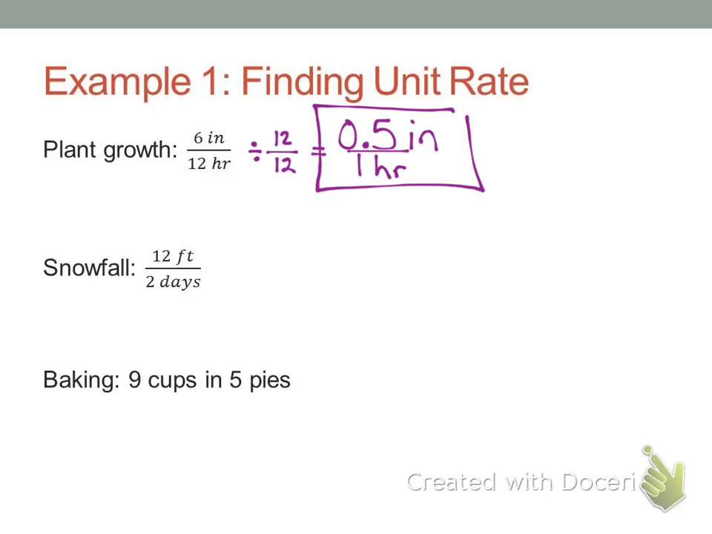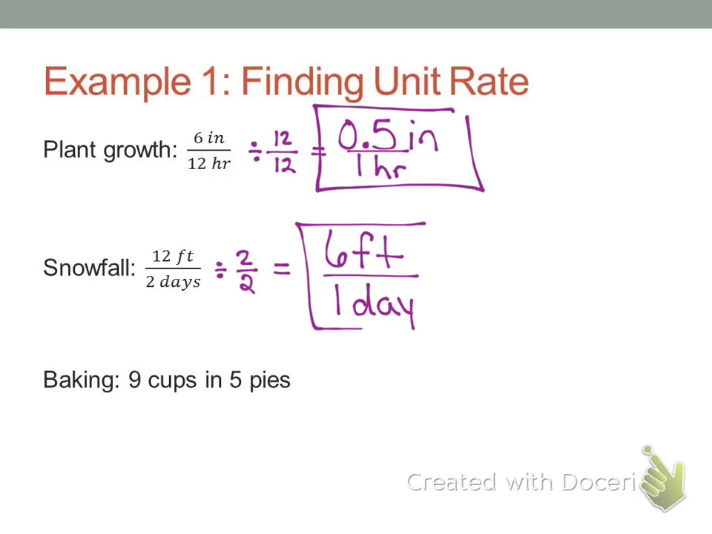So let's look at the next one, a snowfall example. If it falls 12 feet in 2 days, what am I trying to find? How many feet in 1 day? So what do I need to divide top and bottom by? Whatever number is in my denominator. If that said 4 days, I would divide it by 4. If it said 6, I would divide it by 6. But in this case, it's 2, so I divide top and bottom by 2. And I get how many feet? 6 feet in 1 day, or 6 feet per day.